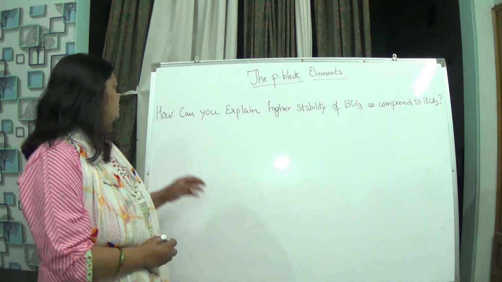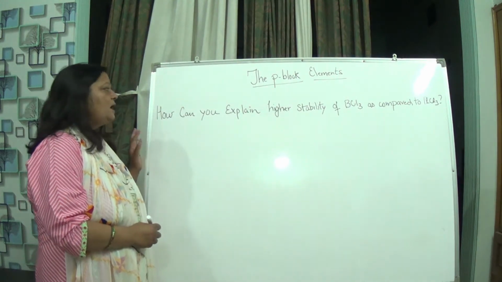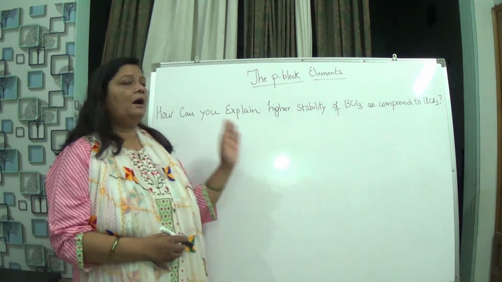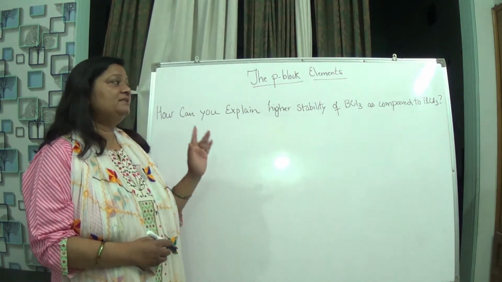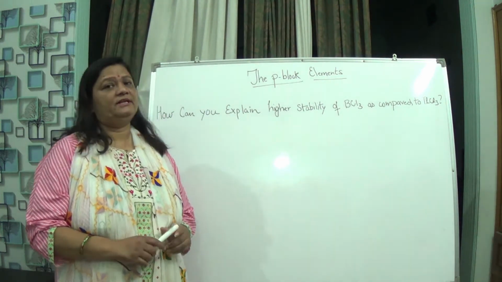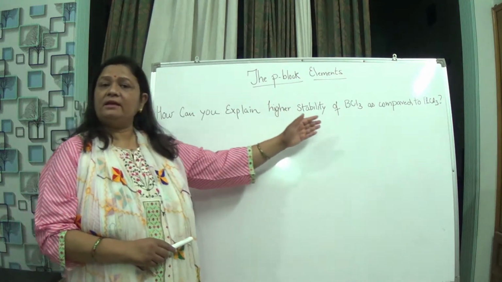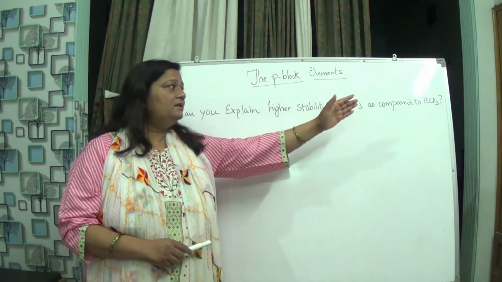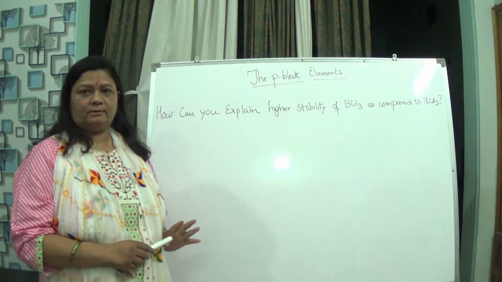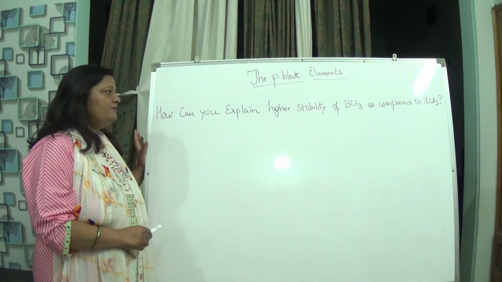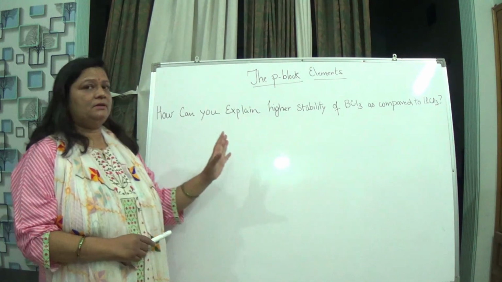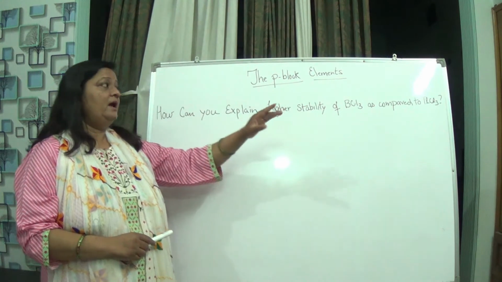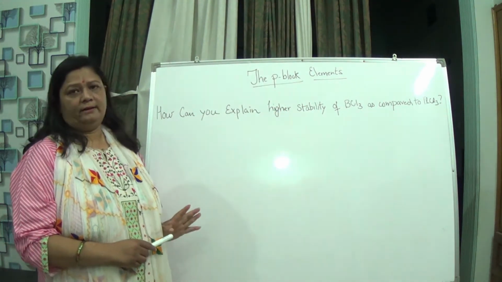Okay, so the first question I have taken for you all is: how can you explain the higher stability of BCl3 as compared to TlCl3? BCl3 is boron trichloride and TlCl3 is thallium trichloride. So how can we explain the higher stability of boron trichloride as compared to thallium trichloride?